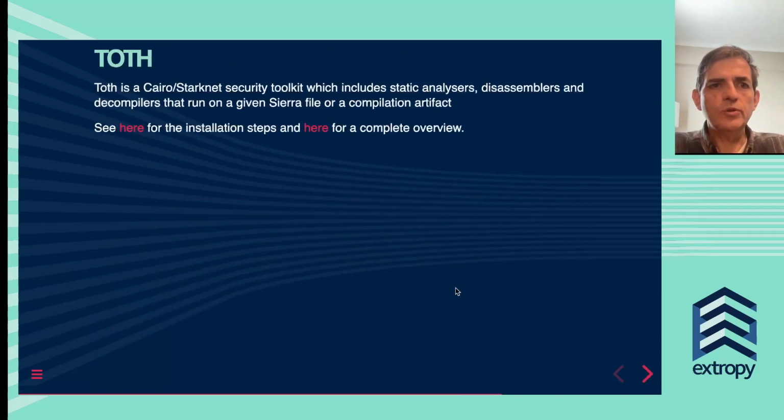Okay, so Tolf is another toolkit which provides a number of tools: static analyzers, disassemblers, and decompilers. So you can use this to run on the Sierra file. There's a link there to the installation steps and an article for a complete overview.